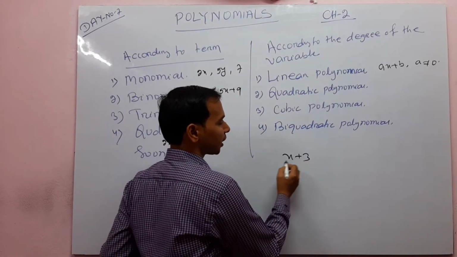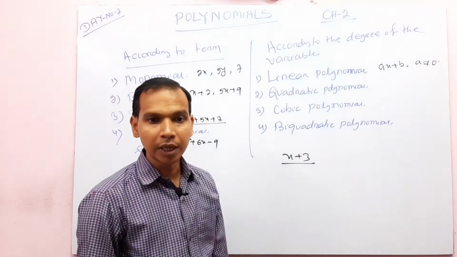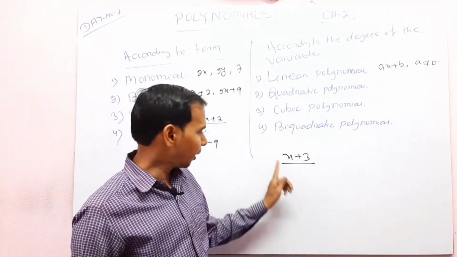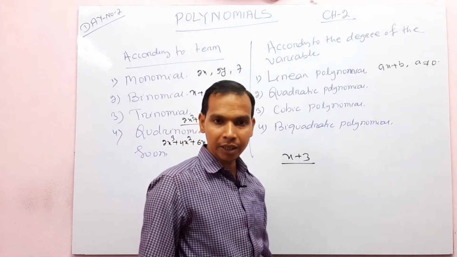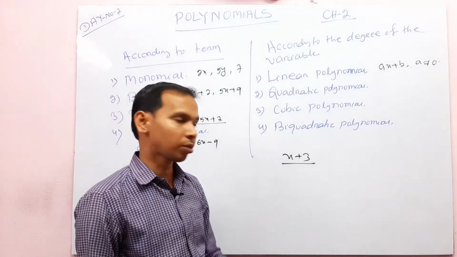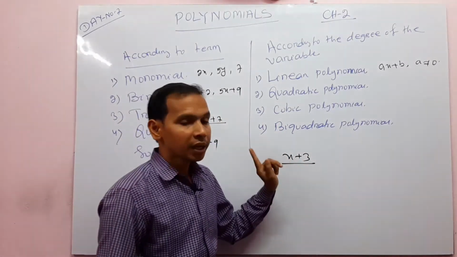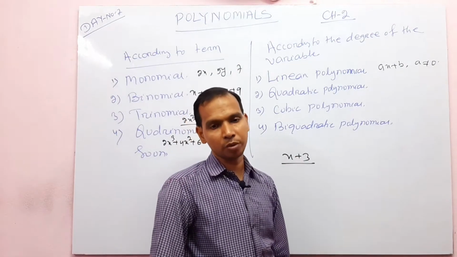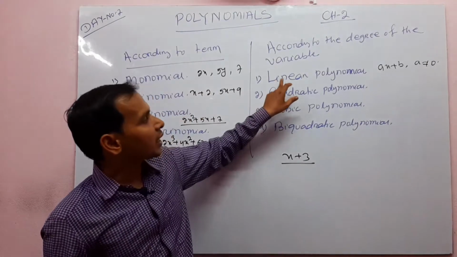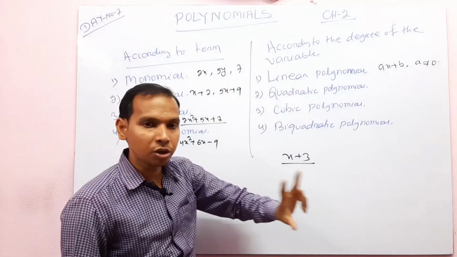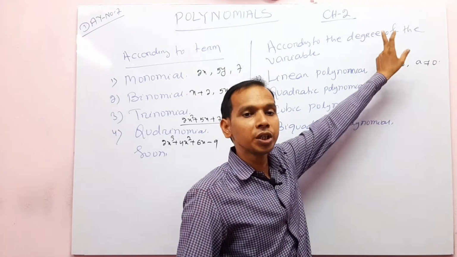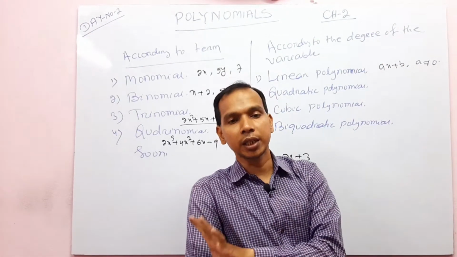Just an example: suppose x plus 3 is a linear polynomial. If you put x as minus 3, it becomes minus 3 plus 3, which is 0. So here minus 3 is the zero of the polynomial. You will learn this in the next class. So a linear polynomial is a polynomial in which the maximum power of the variable is 1.